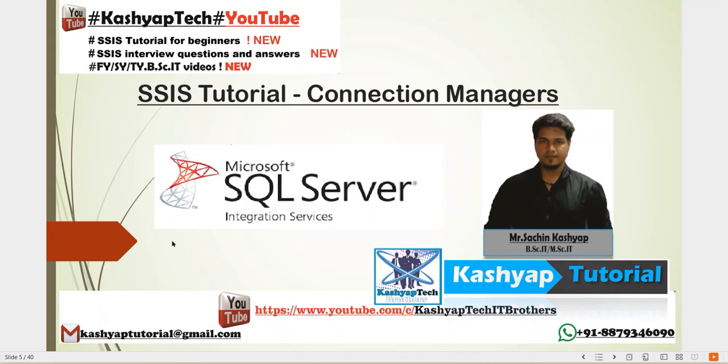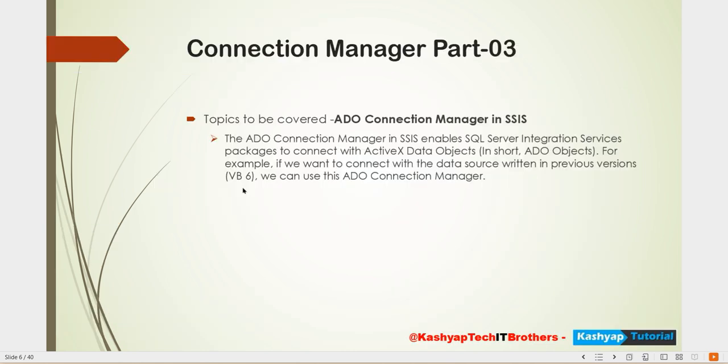So this is part 3 of the SSIS tutorial on connection managers, and this covers the ADO connection manager in an SSIS package. The ADO connection manager enables a SQL Server Integration Services package to connect with ActiveX Data Objects. In short, ADO objects, as in previous versions like VB6 or something else, we can use these ADO connection managers.